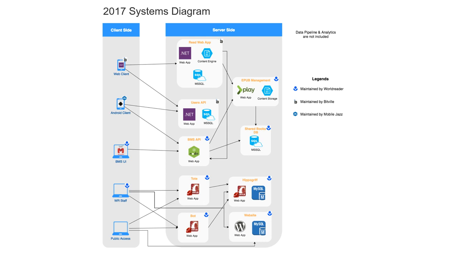That's the content of an EPUB. And where is that file stored? Is that on the BMS system or is that on the reader web app? Yeah, the thing is that it's kind of mixed at this moment.